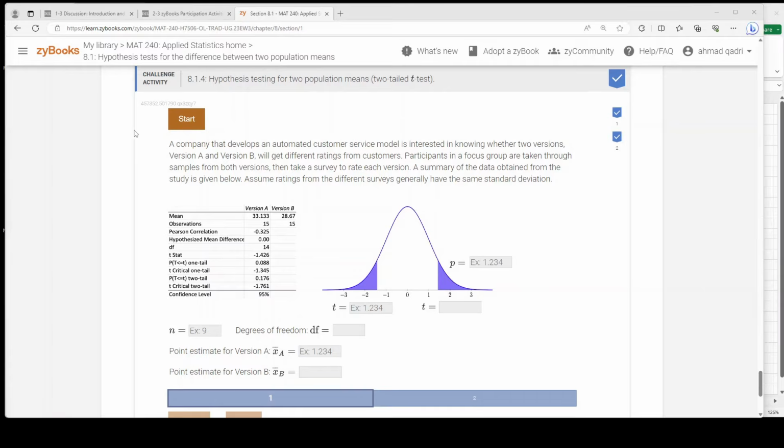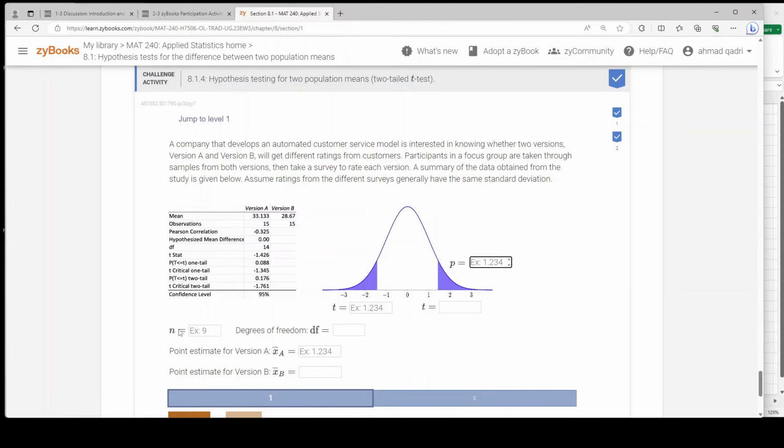This is challenge activity 8.1.4, and this is about hypothesis testing for two population means. And this time we have two-tailed t-tests. So the question is, a company that develops an automated customer service model is interested in knowing whether two versions, A and B, will get different ratings from the customers. So participants in a focus group are taken through the samples from both versions, then they take a survey to rate each version. And so the summary of the data obtained from the study is given below. Assume ratings from the different surveys generally have the same standard deviation. So here's the summary table.